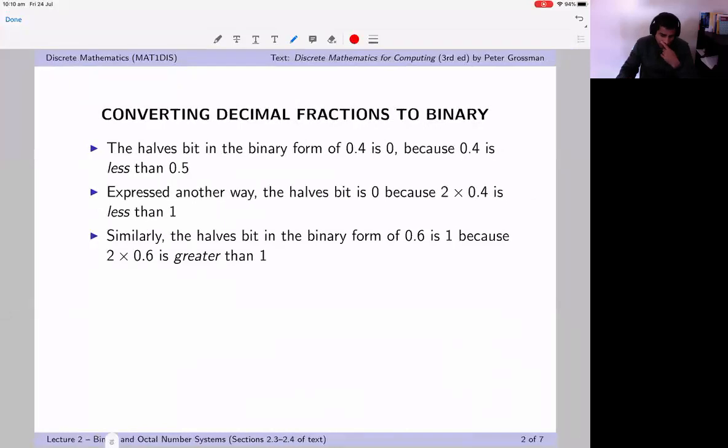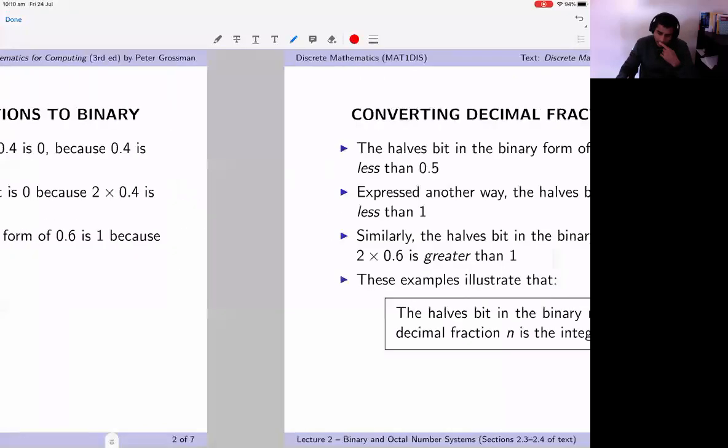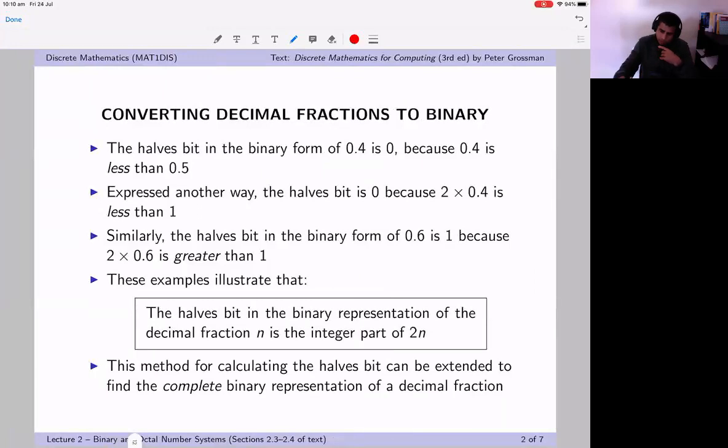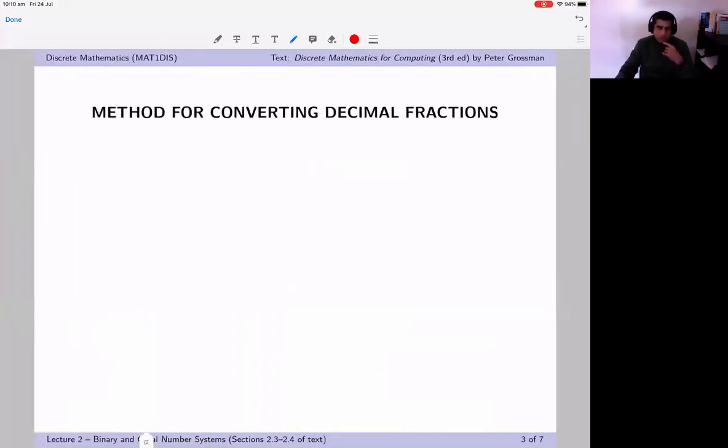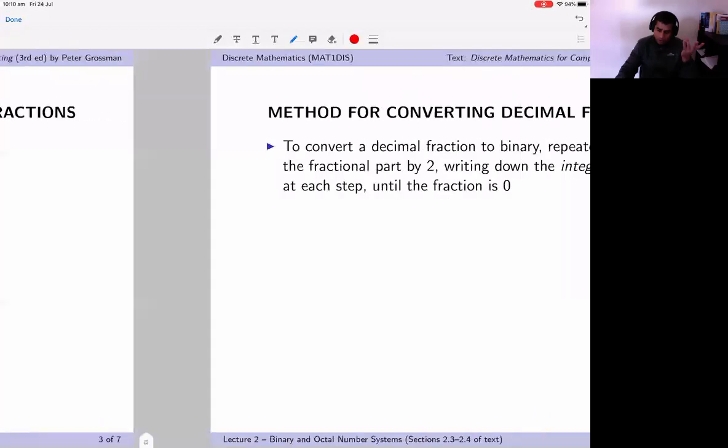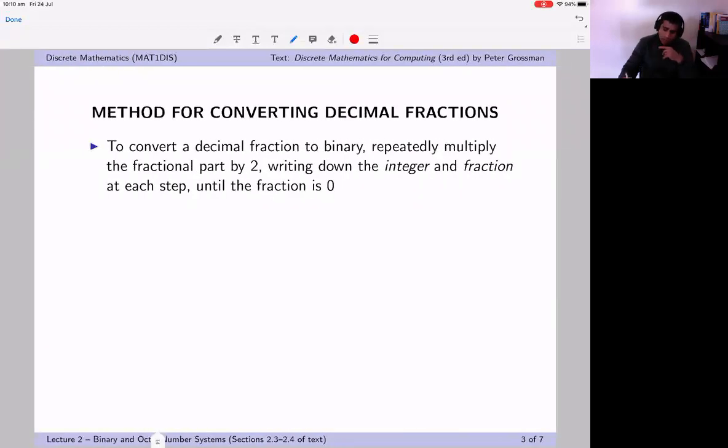What that essentially means, okay, let me actually, don't worry about this. Let me directly go to the example to just explain what I mean there. So to convert a decimal fraction to binary, we repeatedly multiply the fractional part by 2 and write down the integers and fraction at each step until the fraction is 0. Sometimes it may not be possible. Sometimes you get repetitions and then you get periodicity. But when we get periodicity, we just stop there.